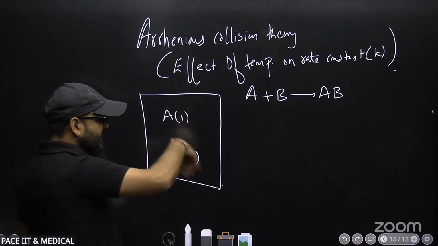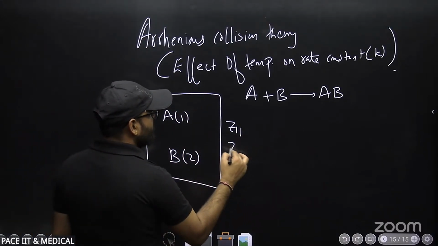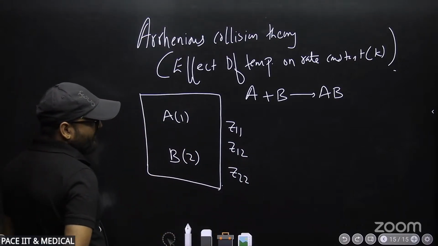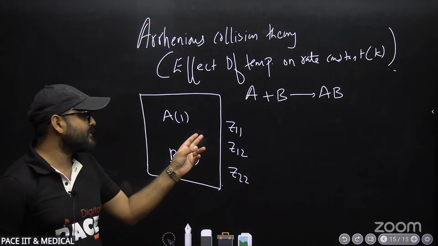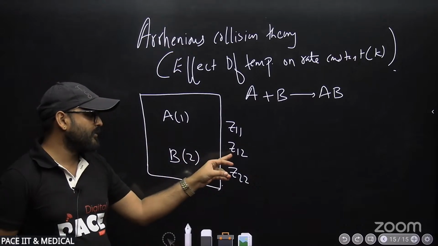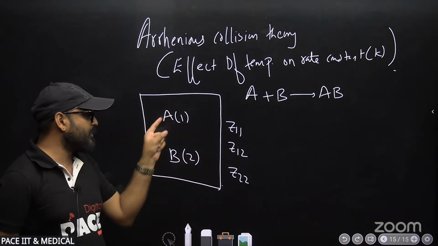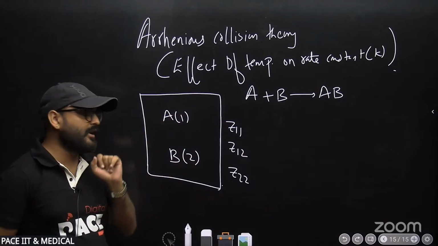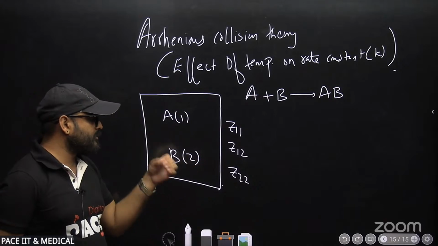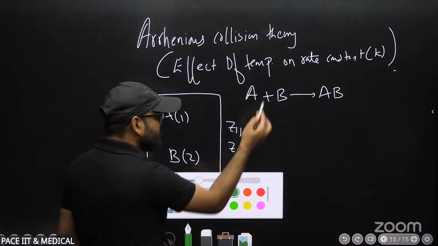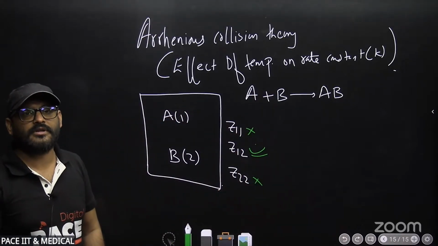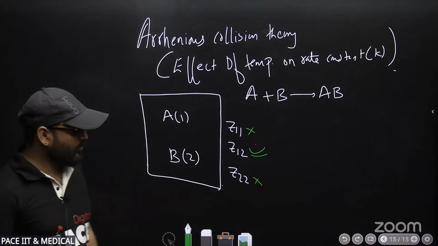So for this reaction to take place, we have to consider what these mean: Z11, Z12, and Z22. Z11 means collisions between A and A per unit volume per unit time. Z12 means the total number of collisions between A and B per unit time per unit volume. Z22 is the total number of collisions between B and B molecules per unit time and per unit volume. So for this reaction, we will be considering only Z12.